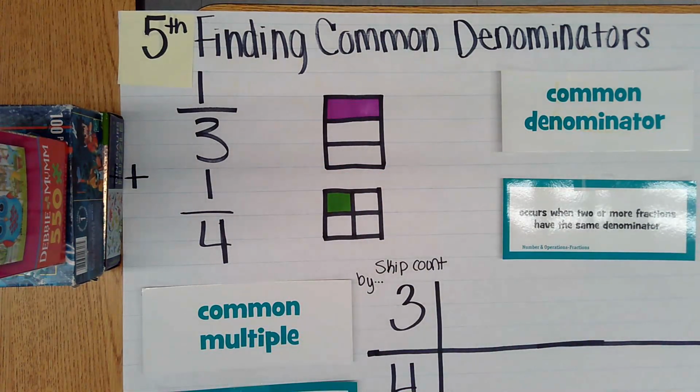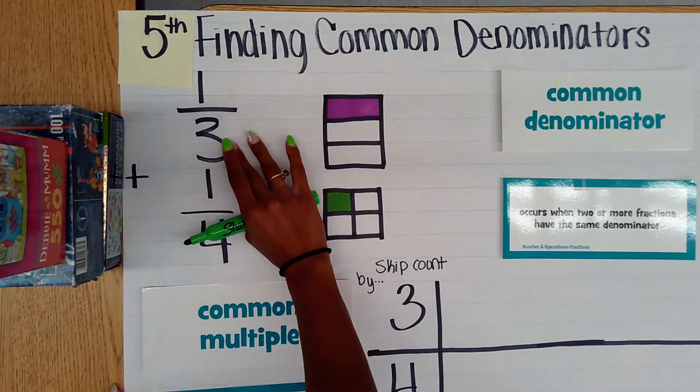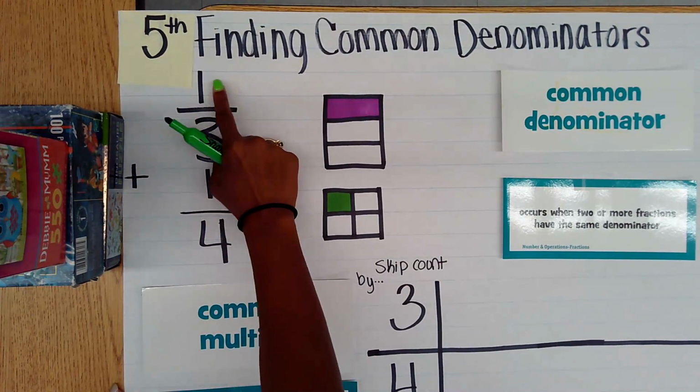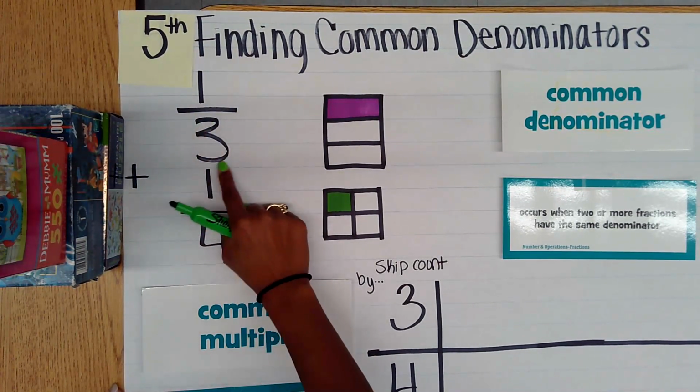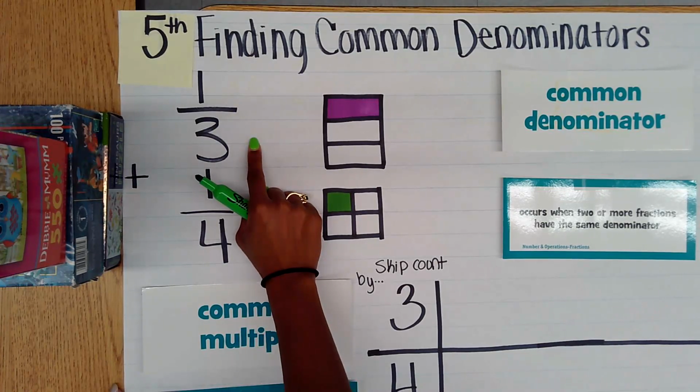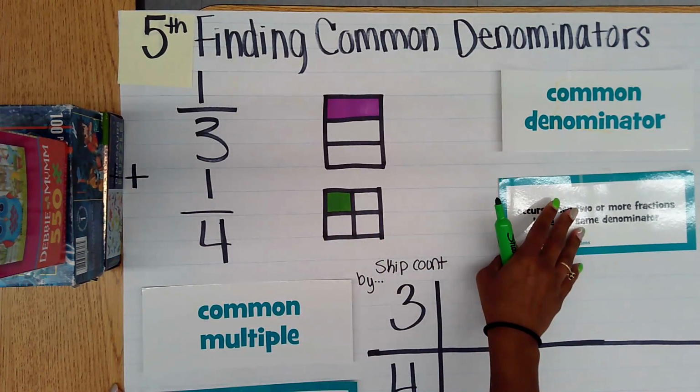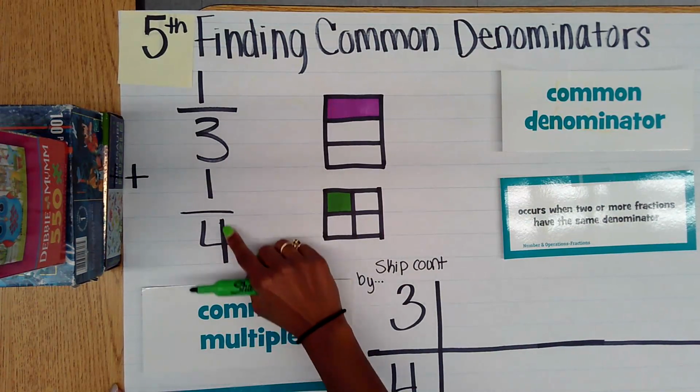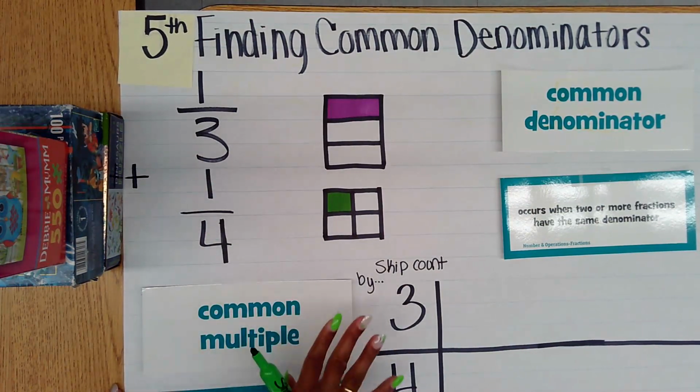So if we use 1/3, just for the sake of this example, our top number is called our numerator, our bottom number is called our denominator. So when we have a common denominator, it's just asking us to make the two denominators the same.